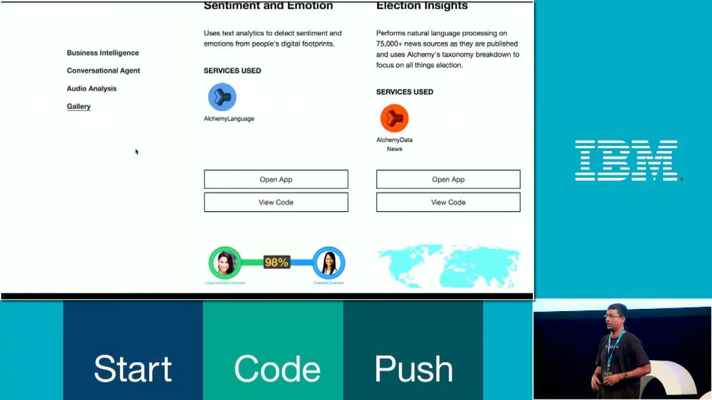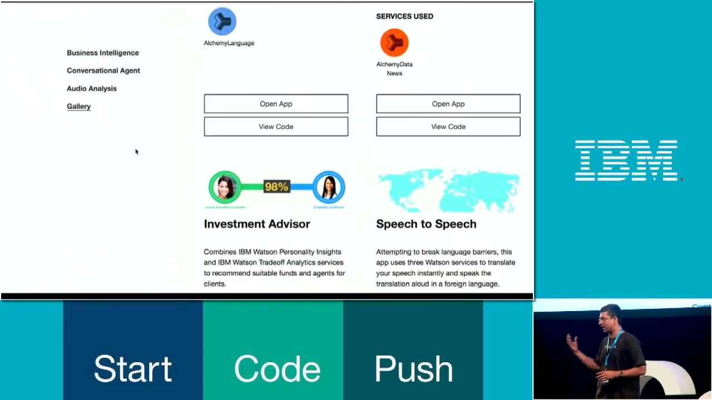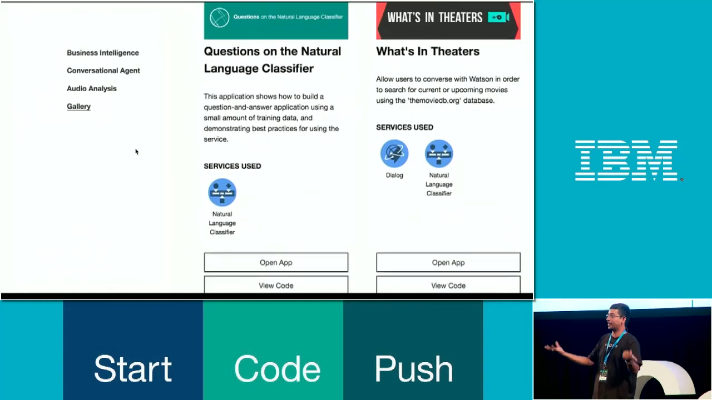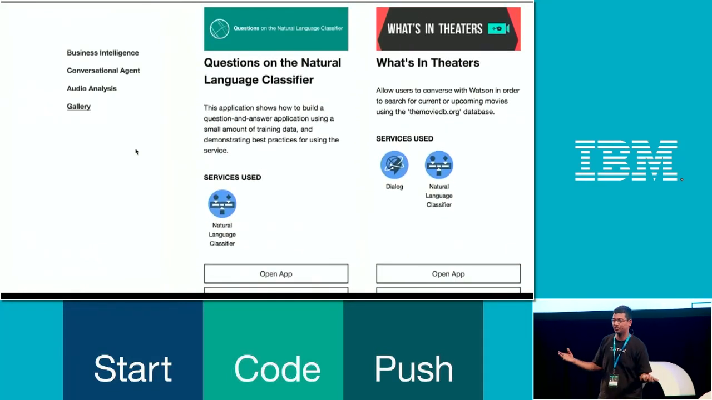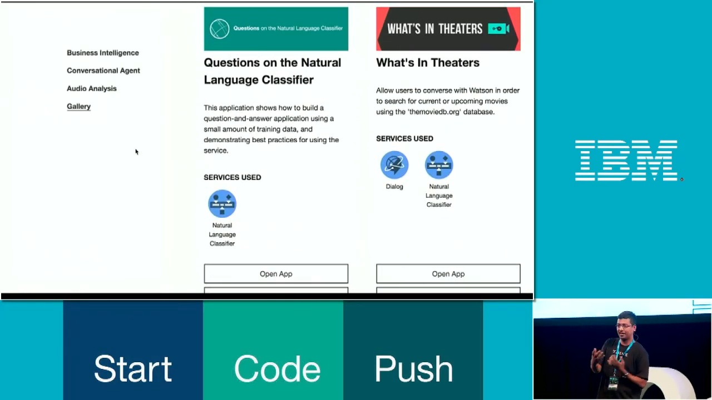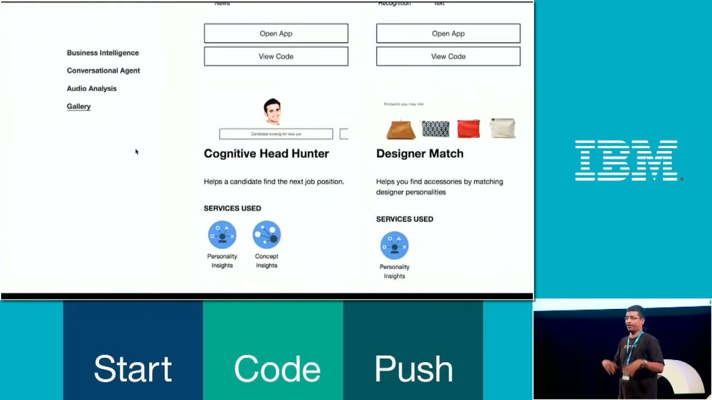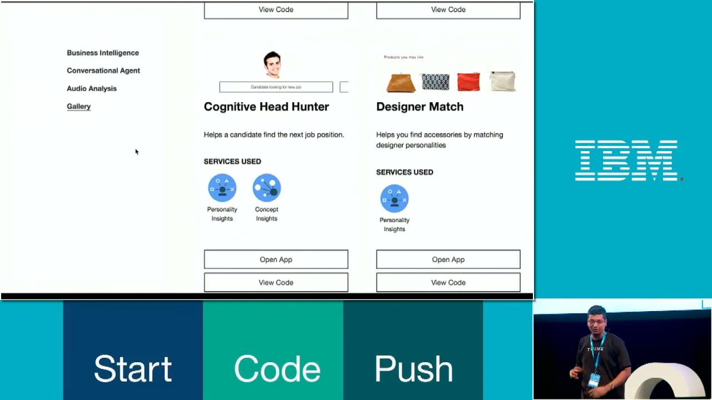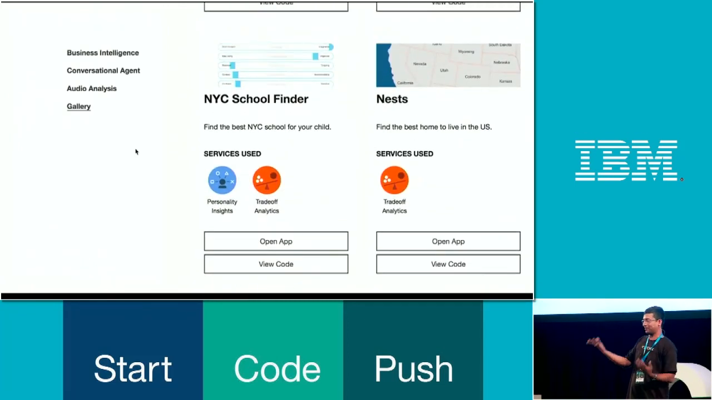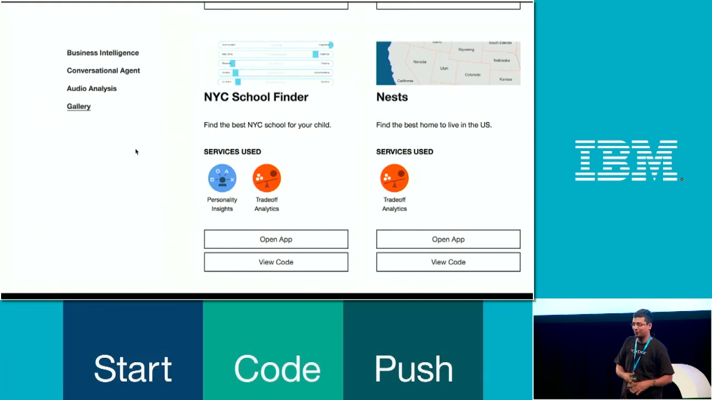We also have a chatbot application for providing suggestions for what's running in theaters near you, and based on your taste in movies, it suggests what kind of movies you may want to watch, right? Or there is an application for what kind of job position you can apply for based on your personality, right? So there are a lot of interesting applications here. I have personally used this app gallery as inspiration whenever I build my own cognitive applications.